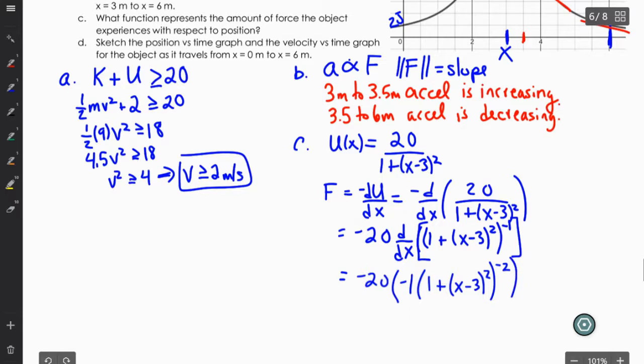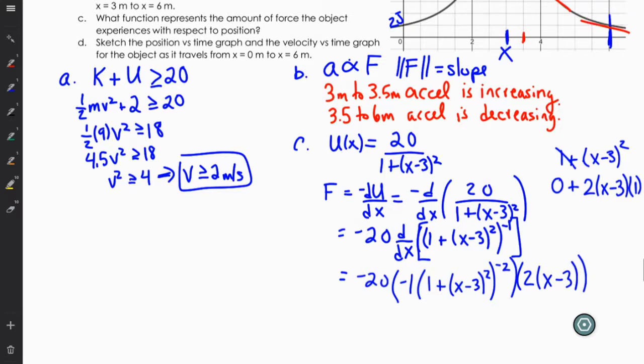Now I have to take the derivative of the inside. So now I have to do 1 plus x minus 3 squared. Well, that's pretty easy because derivative of 1 is just 0. Now I have to do a little bit of a chain rule here too, but that's going to end up being a simple one because it's going to be 2. Derivative of the whole thing, bring down the exponent, subtract 1. And then derivative inside of this one is just 1. And so I have to multiply this whole thing by 2 times x minus 3.